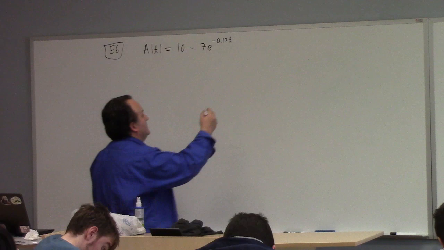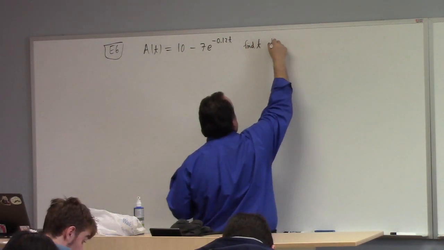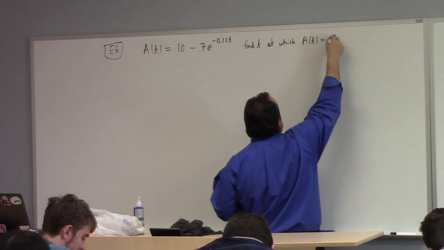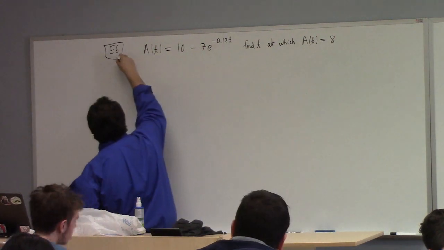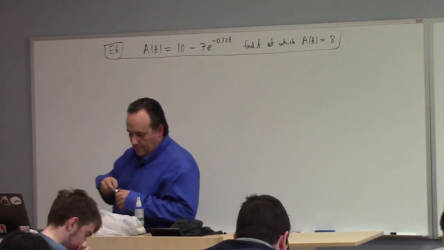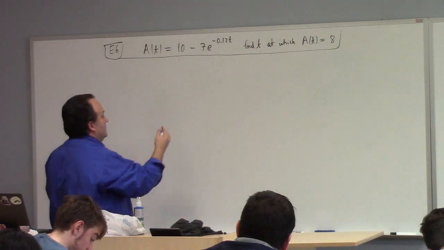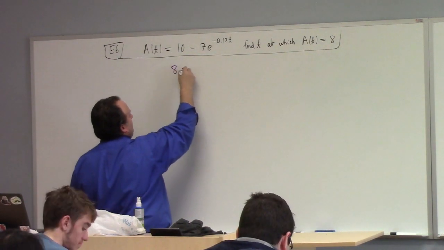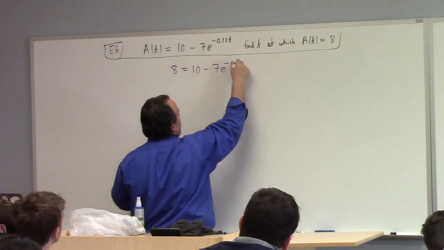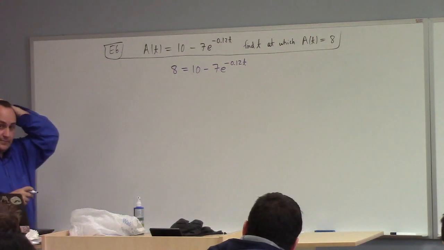So yeah, let's find the t at which a of t is equal to 8. All right, so problem 102 is kind of like that, right? Just this is the one you want, right? Okay, guys, so what should we do? What we should do is write down 8 is equal to 10 minus 7 e to the minus 0.12t. And then we just solve for t. All right?